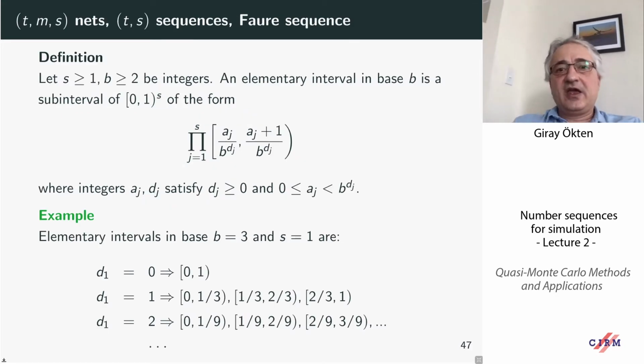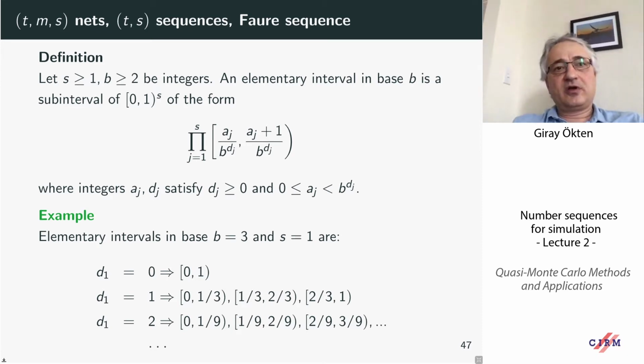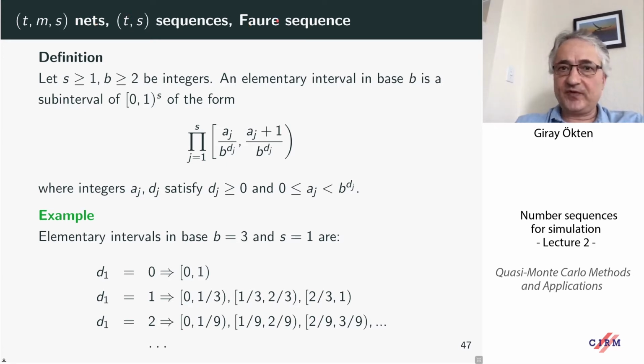Okay. Now I want to talk about a different type of object. I'm going to talk about (t,s)-sequences and (t,m,s)-nets. These two are related to each other, nets and sequences. One of them is the finite version of the other. And as an example of a (t,s)-sequence, I'm going to talk about the Sobol sequence.